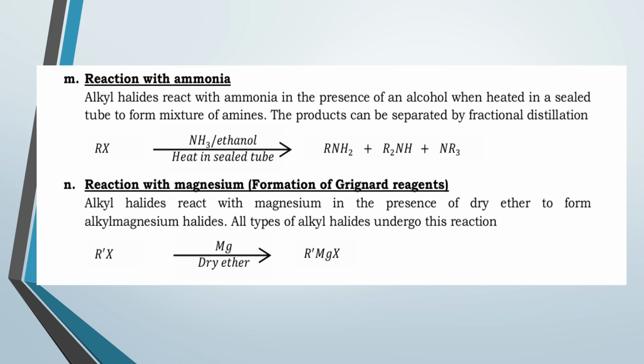Now the other reaction, which is very common, but again very rare to be given by teachers, is going to be the reaction between alkyl halides together with ammonia. So ammonia reacts with alkyl halides in presence of ethanol, and then we heat in a sealed tube. Now for this we get a mixture of products, but the main product is going to be the amino product. These ones are going to be very minor products.